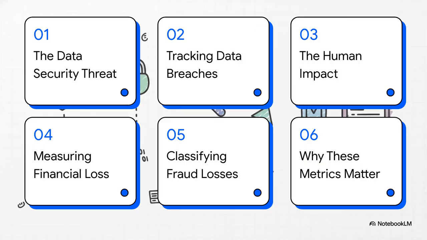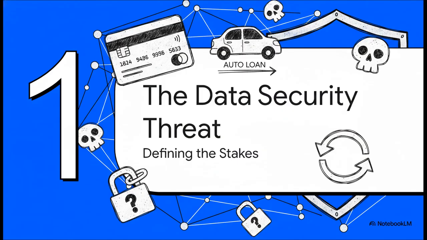So here is our roadmap for the explainer. We're going to start with the data security threat, move right through tracking data breaches and the human impact. Then we'll calculate measuring financial damages, classify those fraud losses, and end on exactly why these metrics matter. Starting with part 1, the data security threat, defining the stakes.